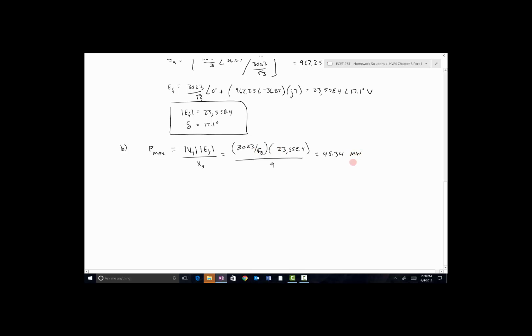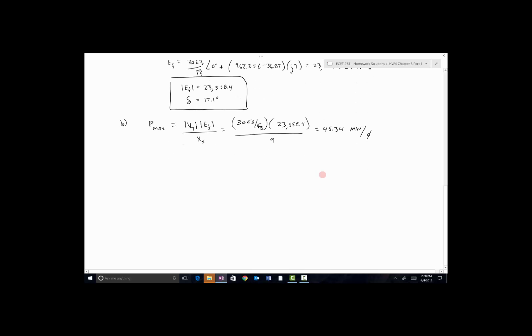Notice these are per phase units, so that's per phase, and so Pmax 3-phase is equal to 3 Pmax per phase, if we wanted to be clear. And so that gives me the maximum output power is 136.014 megawatts.